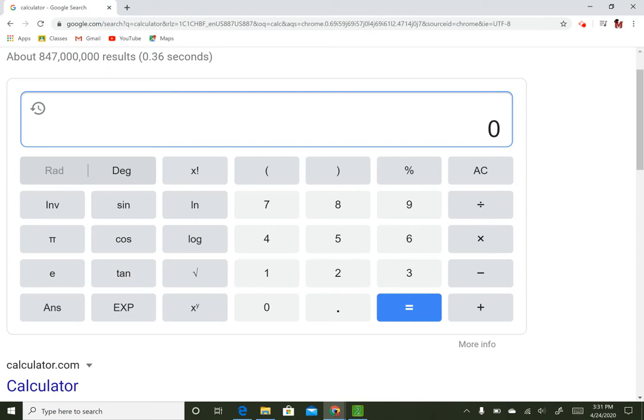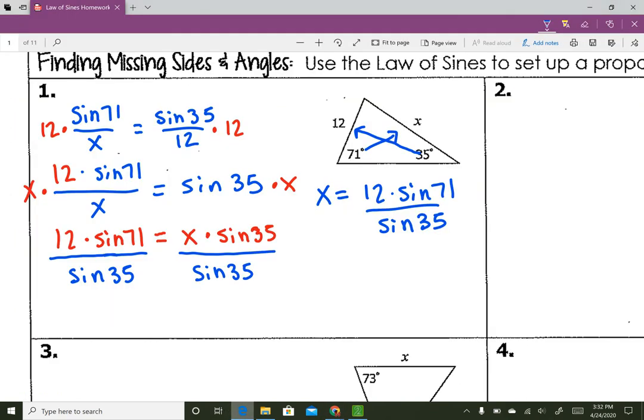And what I'm going to do is put this in: 12 times sine of 71 divided by sine of 35. I'm in degrees, making sure, set equal to. I get 19.78. If I'm rounding to the nearest tenth, that would be 19.8. So x, in this case, is equal to 19.8 units.